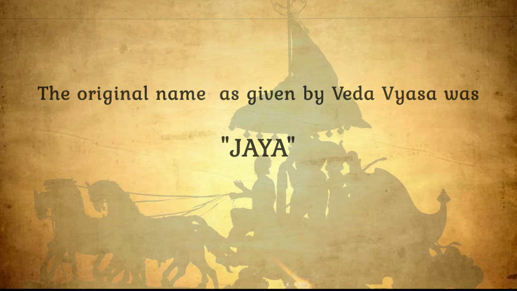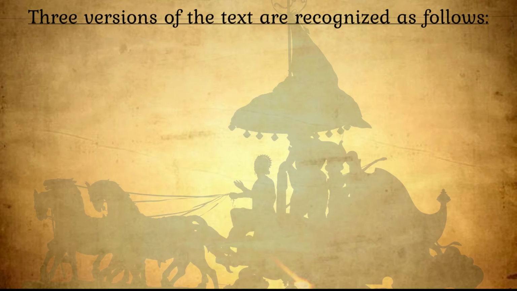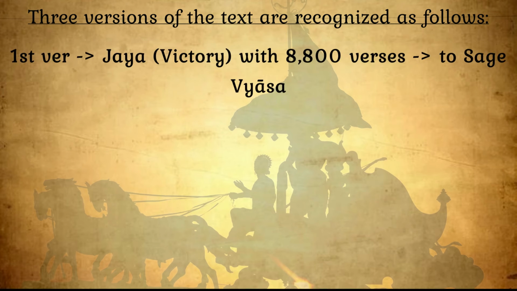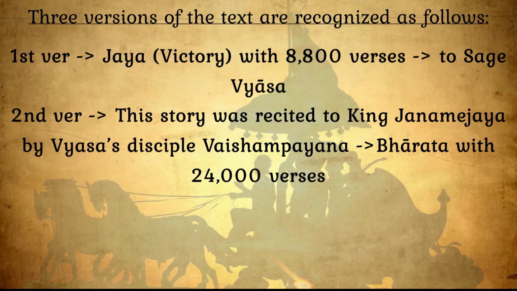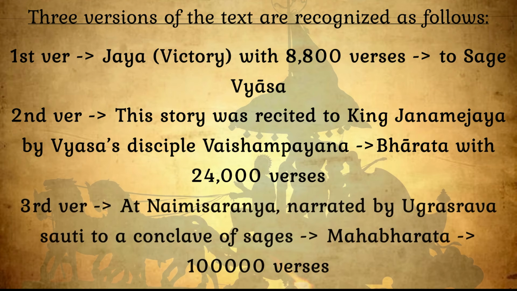The three versions of the text are recognized as follows. The original version, Jaya, meaning victory, with 8,800 verses, is attributed to sage Vyasa. The second version, the story of Jaya, was recited to King Janamejaya at Sarpasatra by Vyasa's disciple Vaishampayana, which included the lineage of Bharata kings. This version is known as Bharata, with 24,000 verses. Bharata was an ancestor of Pandavas and Kauravas in the story of Mahabharata. The third version, later at Naimisaranya forest, was narrated by sage Ugrashrava Sauti, another disciple of Vyasa, to a conclave of sages. This was known as Mahabharata with over 100,000 verses.